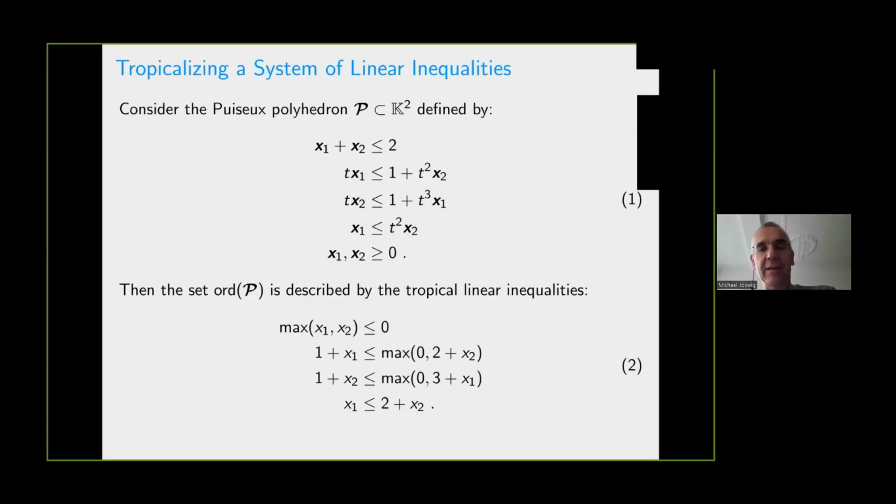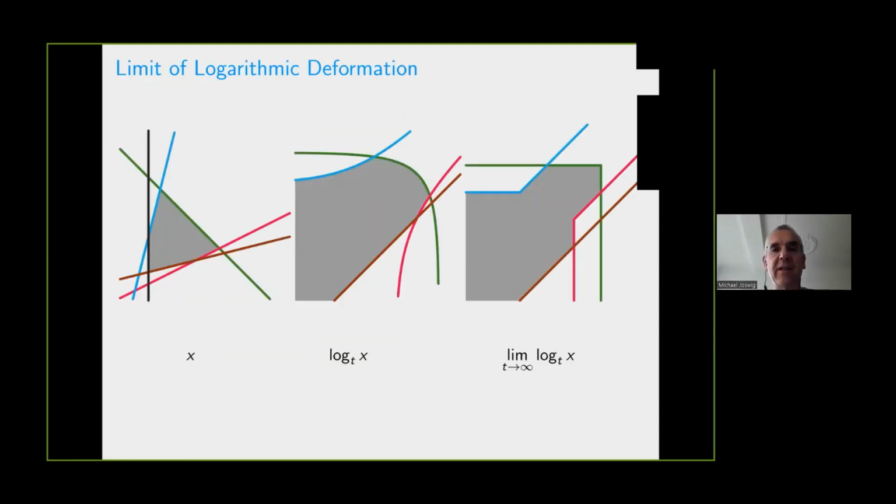And the main upshot here is I have a mechanical process to go from these Puiseux polyhedra, from inequality to inequality over Puiseux series, and in the tropical world. And this is the same as doing this logarithmic deformation of the constraints. This is a version of this Caprano fundamental theorem over ordered fields.